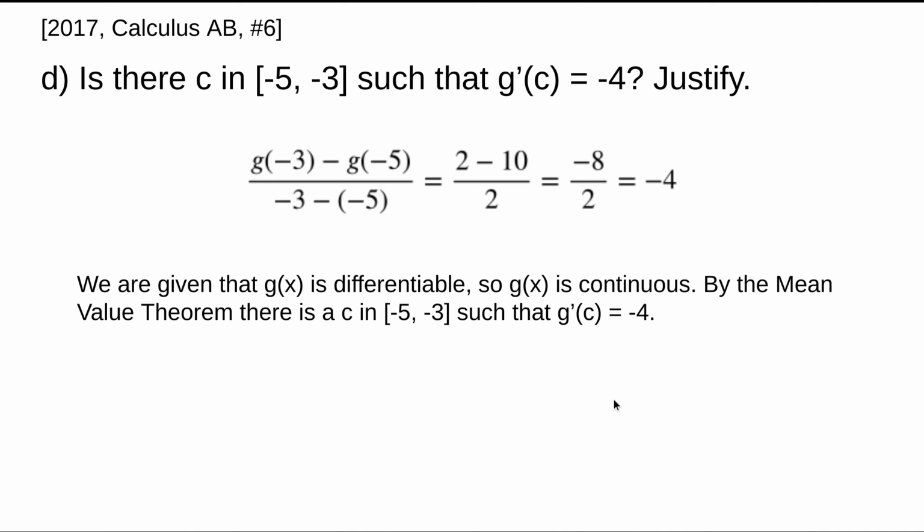Right? You do need to verify that the conditions of the mean value theorem are met. You do not need to cite the mean value theorem specifically, but you do need to verify the hypotheses, which is that g of x is differentiable. And then you have to show the work that gets you the fact that, yes, something is -4 on that interval, and therefore g prime of c must equal -4 somewhere in that interval as well.